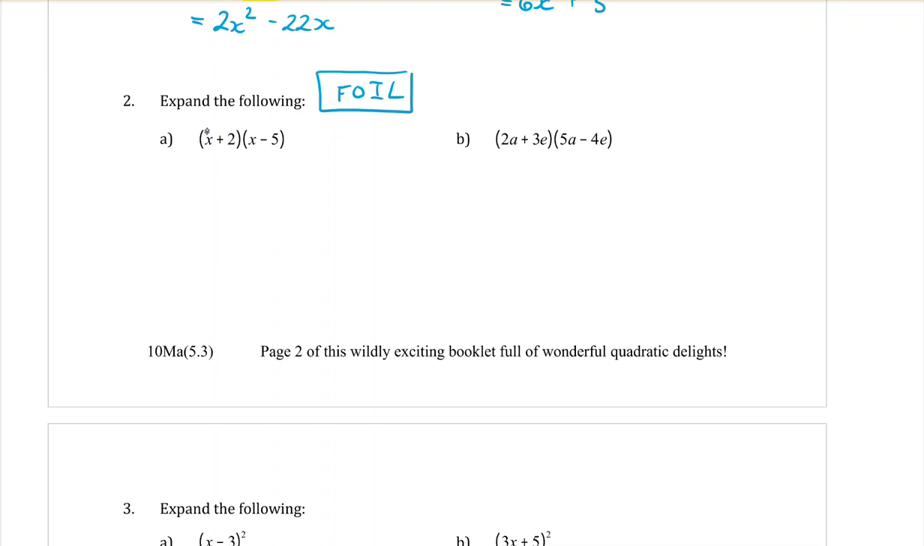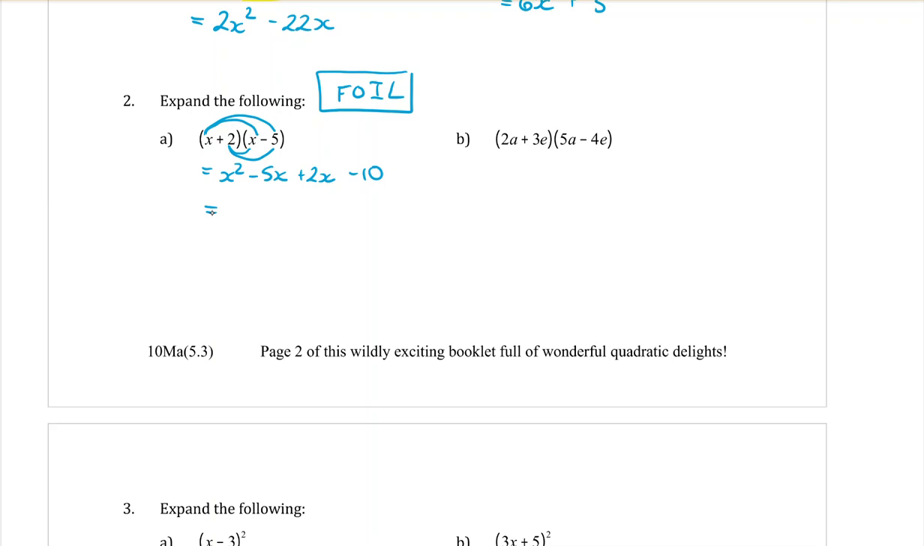So we're going to do first thing times first thing. That's x times x makes x squared. O stands for outside, which means the two ones on the outside edge, which is the x times the minus 5, which is minus 5x. Then I stands for inside, the two middle ones. 2 times x is 2x. And L for last, the last thing in each bracket. 2 times minus 5 is negative 10.